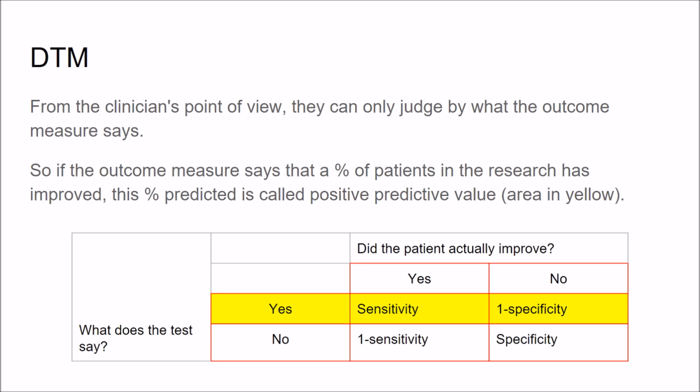Now the problem with this measure is that in order to get positive predictive value, we need the sensitivity of the test, which we don't know just by administering the outcome measure. Therefore, we need past research in order to get this sensitivity value. The same is true also for when we calculate the negative predictive value.